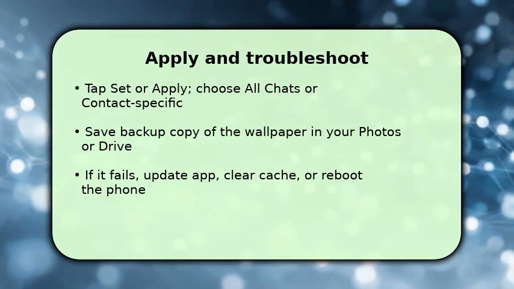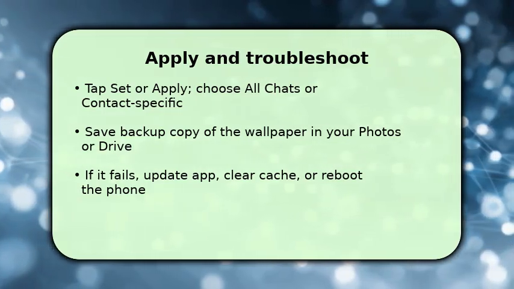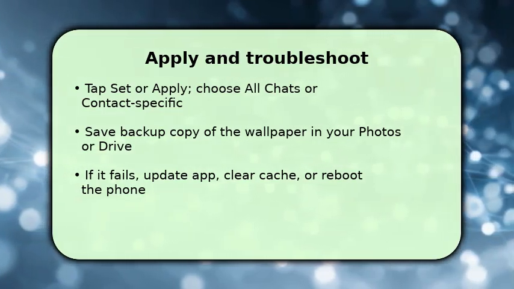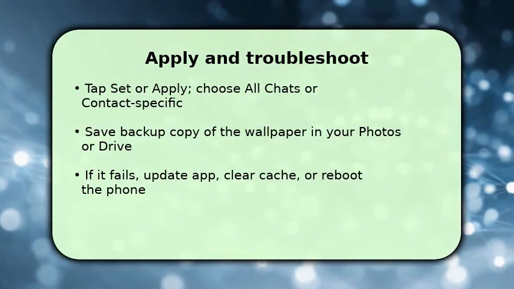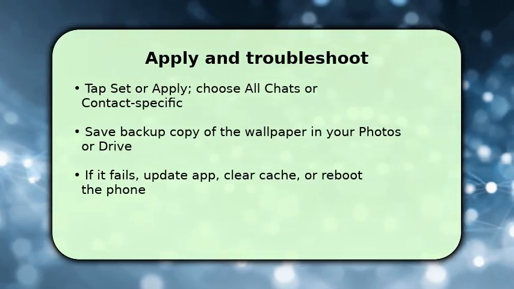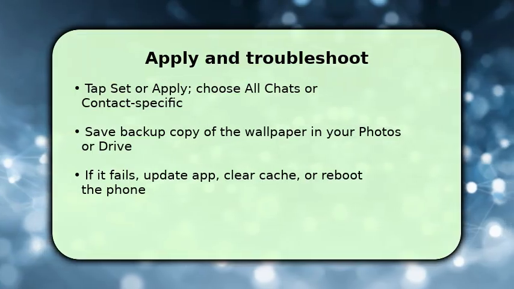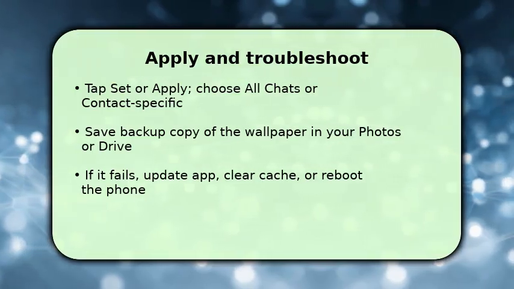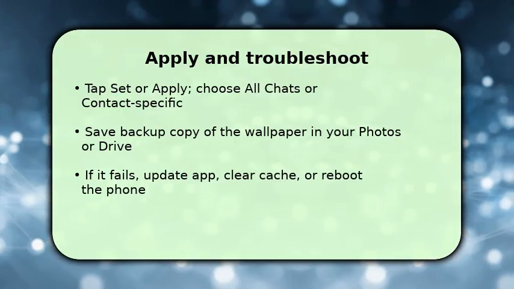If the wallpaper doesn't appear or looks distorted, make sure your WhatsApp is updated, clear the app cache, and restart the phone. If that still fails, re-export the image at a standard 1080 x 1920 resolution and try again.